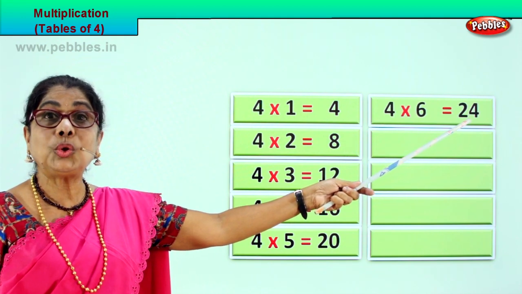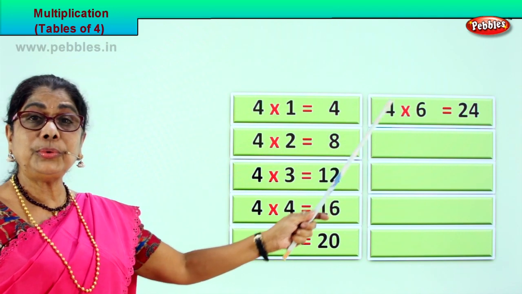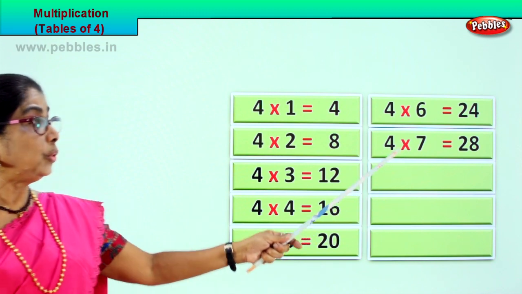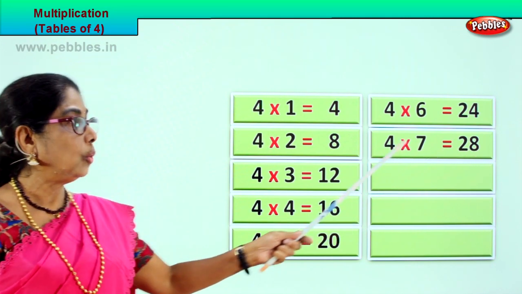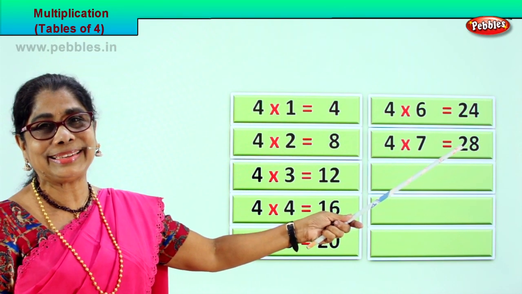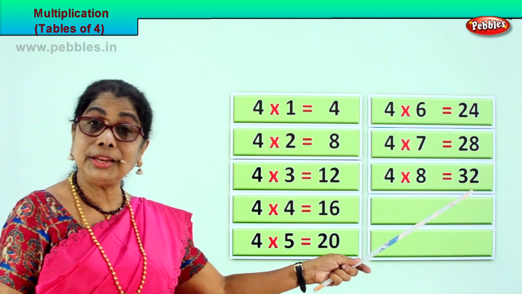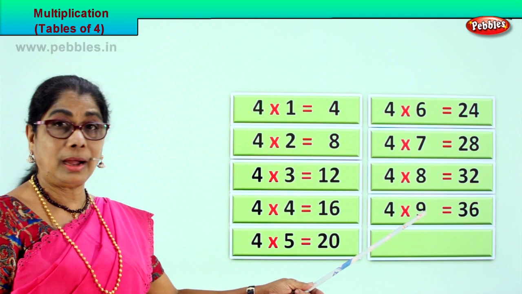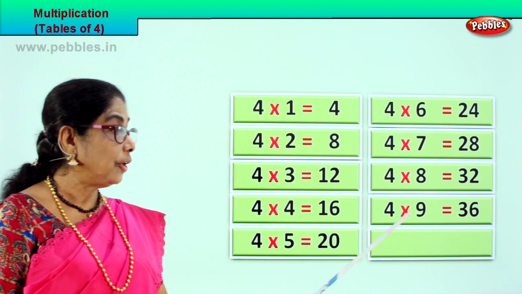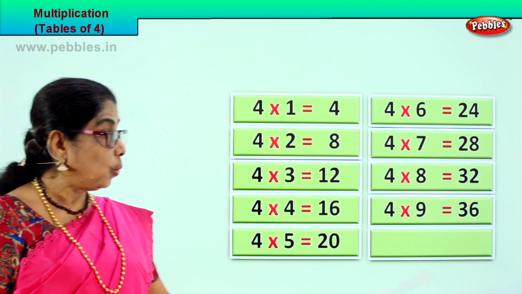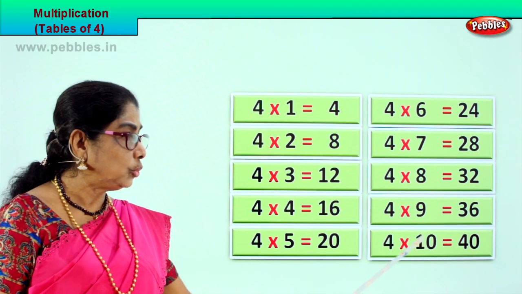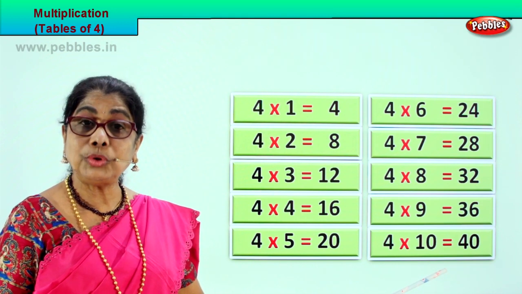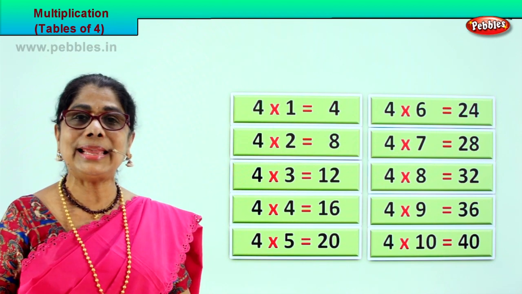4 sixes are 24. What are 4 sixes? 24. 4 sevens are 28. What are 4 sevens? 28. 4 eights are 32. What are 4 eights? 32. 4 nines are 36. What are 4 nines? 36. What are 4 tens? 4 tens are 40. See now, we learned the table of 4. To remember this 4 times table, you need to say it aloud daily.